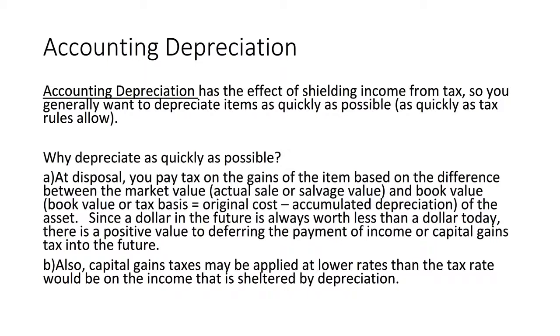So depreciation shields the business owner from income tax, which may be at a 25%, 28%, 30% marginal rate, whereas the gains on the sale of an asset, a capital gains tax, would typically be a lower rate, maybe only 15% as an example. So you'd always prefer to pay 15% on capital gains versus avoiding the 30% rate on income.